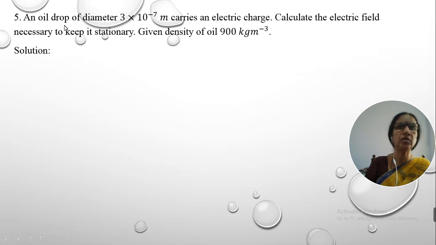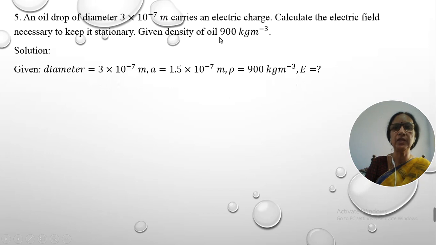An oil drop of diameter 3 × 10^-7 meter carries an electric charge. Calculate the electric field necessary to keep it stationary. Electric field is to be determined. The density of the oil is given as 900 kg per meter cube. List out the values. Diameter is given here.